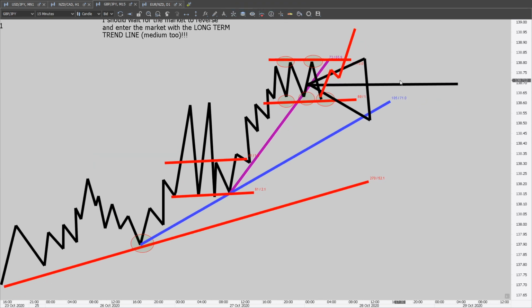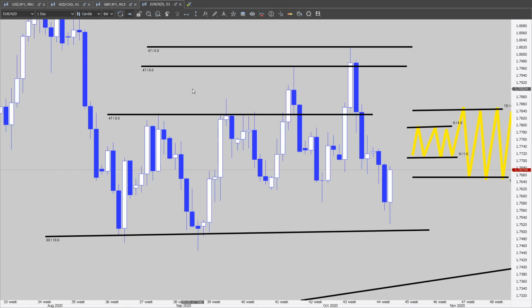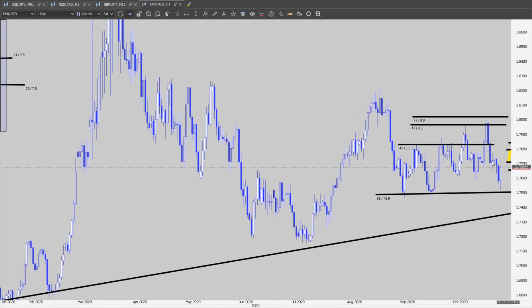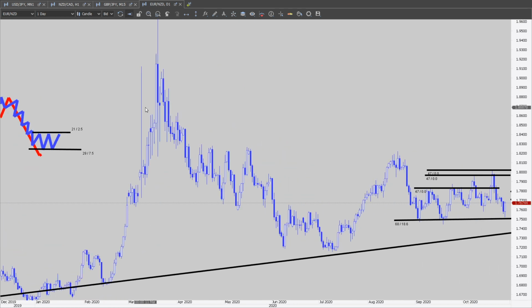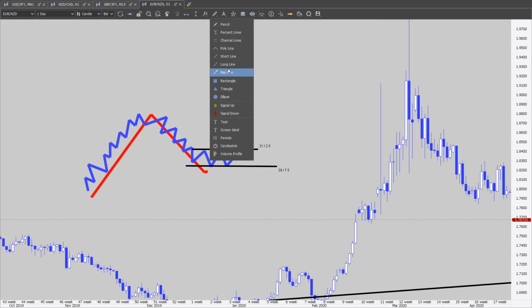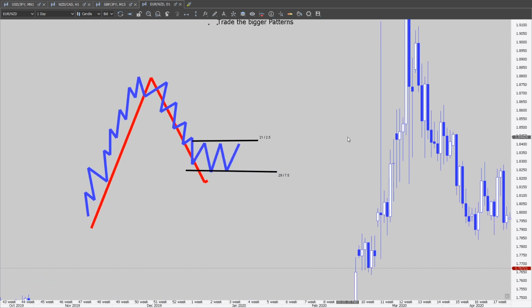Okay, but we are showing you how we lose money, right? How not to lose money. Trade the bigger patterns. How not to lose money. Answer: trade the bigger patterns. This is the answer.